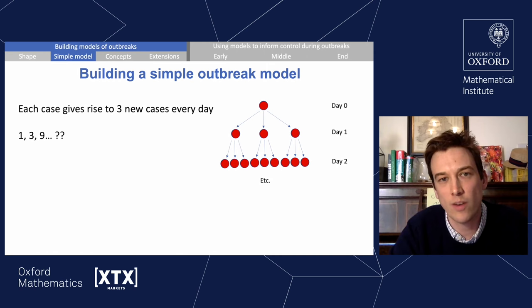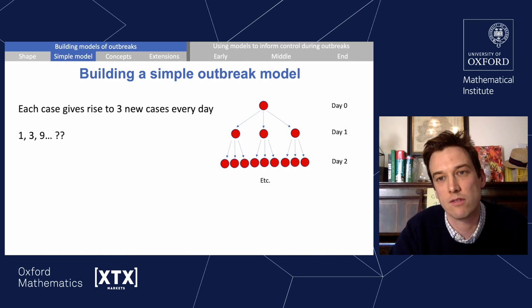So this is one example. We're going to assume that each case gives rise to 3 new cases every day. Well, then at the beginning of the outbreak, on day 0, you might just have 1 infected individual. On day 1, that 1 infected individual will have gone and infected 3 other individuals. So on day 1, you'd have 3 new cases.